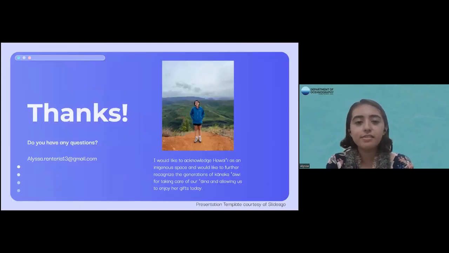Before I take any questions, I'd also just like to acknowledge Hawaii is an indigenous space, and I would like to further recognize the generations of the Kanaka Oʻiwi for taking care of ʻĀina and allowing us to enjoy her gifts today. Thank you.